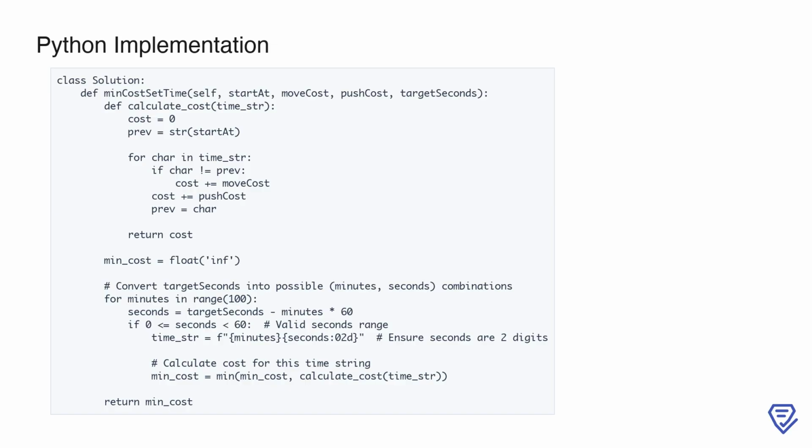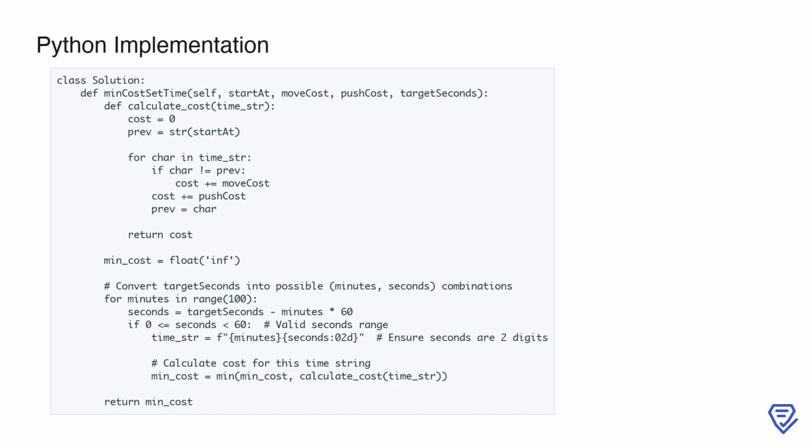If the current digit is different from the previous one, it adds the movement cost, otherwise, it skips the movement cost. In either case, it adds the push cost for pressing the button. The total cost is returned. The main function keeps track of the minimum cost encountered across all valid time combinations.